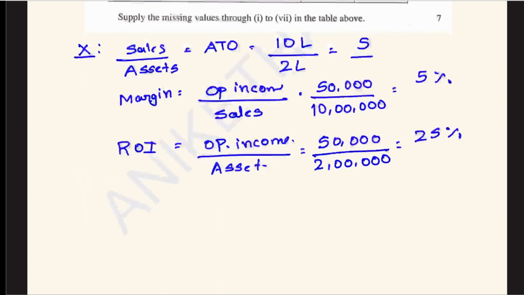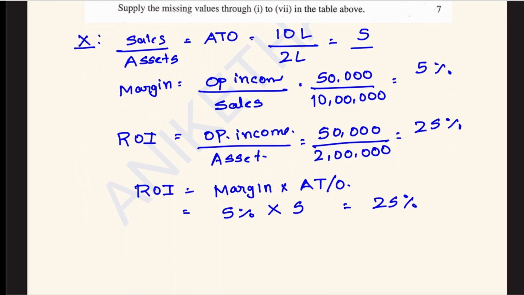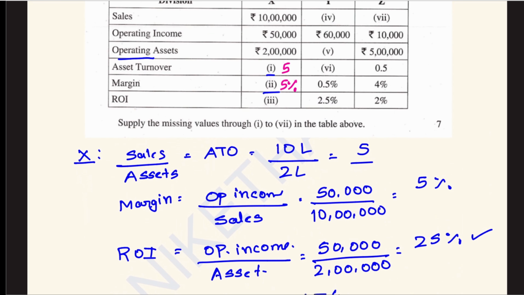There is another formula for return on investment. So this also you learn. ROI is also given by another formula, which is your margin into asset turnover. This also gives you ROI. So here my margin is 5% and my asset turnover is 5. So I will get 25%. So both are same. So my ROI is 25%. So 3 calculated. Now I'll get 3 marks.